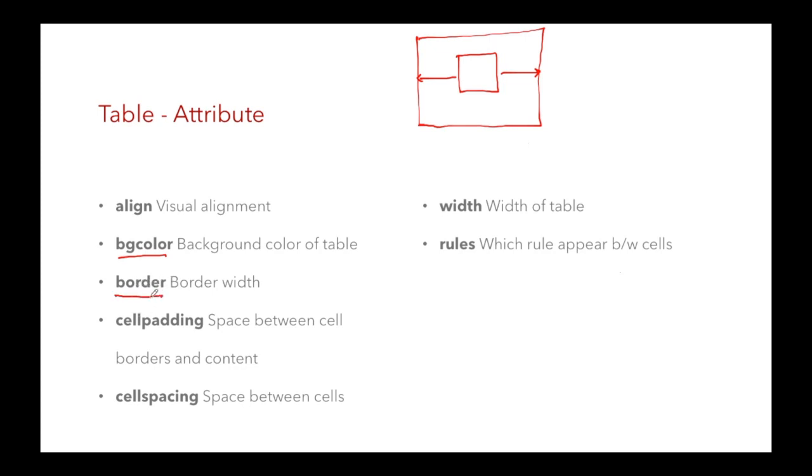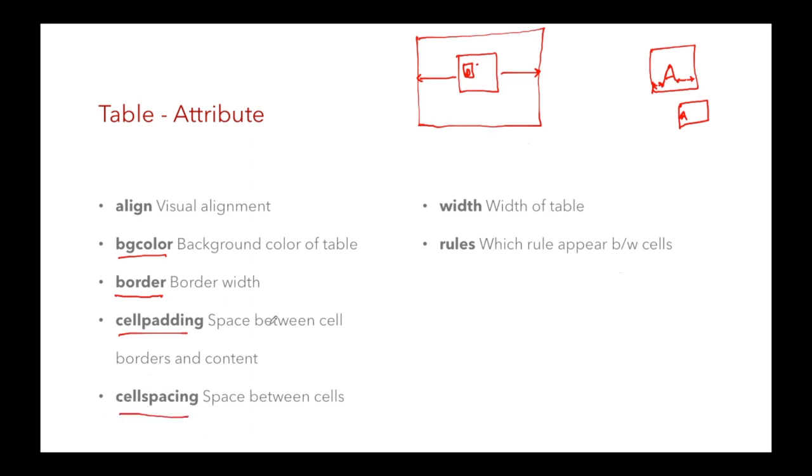You can set border width. It is in pixels, so in case you have set a border to your table, you can set the border width to it. Then you have cellpadding. So what is cellpadding? Cellpadding is basically the space between the content and the body of your cell. If this is the cell and you have written A here, this is something called the cellpadding. Otherwise A will be displayed something like this, just next to the border of the cell. So you can specify cellpadding.